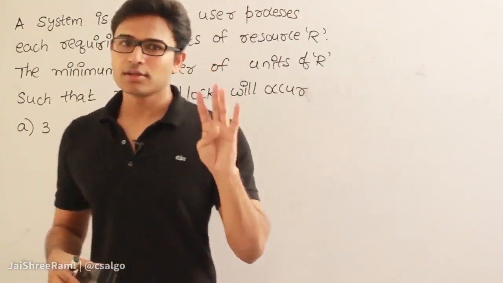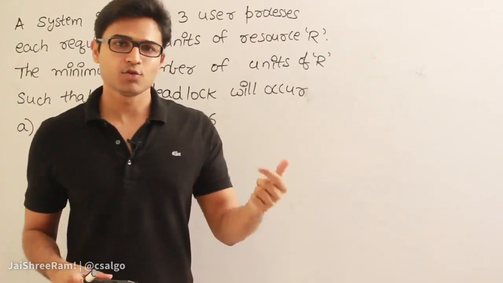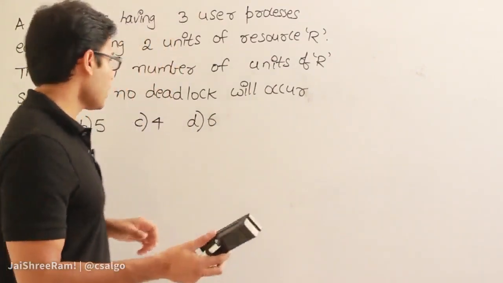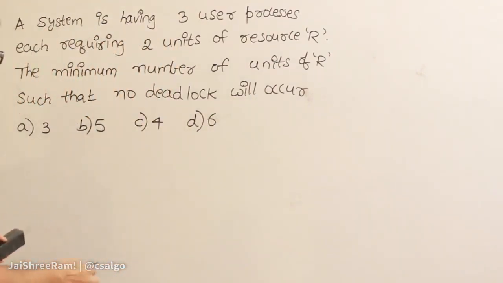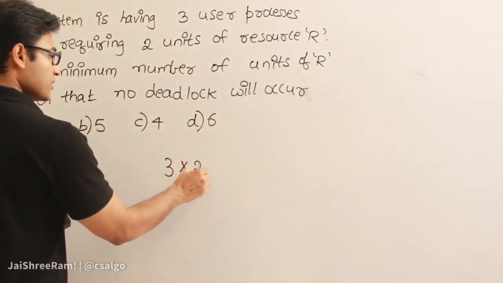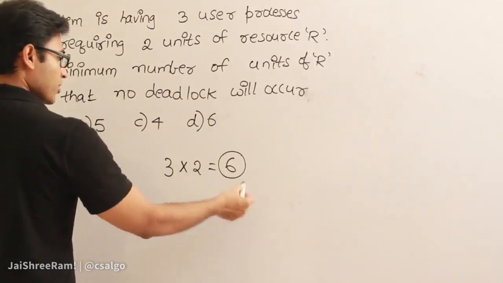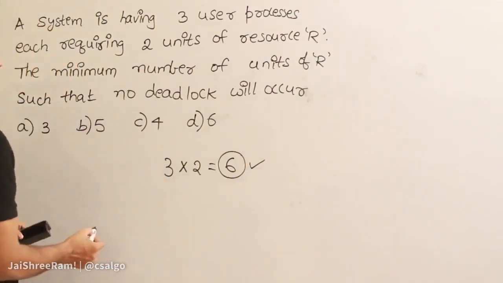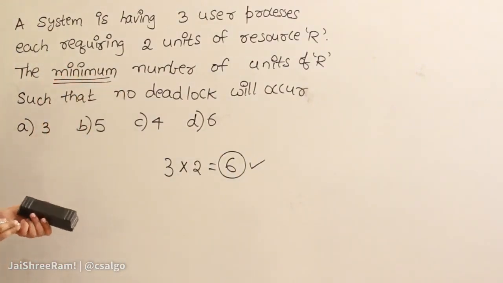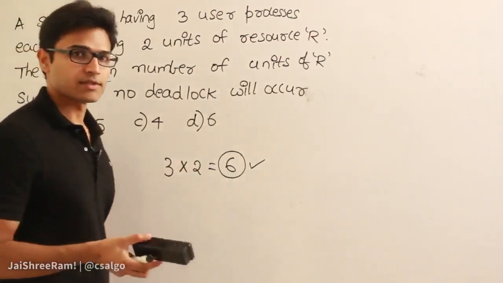If there are 3 processes and each one requires 2 units, then how many resources do you want so that there will be no deadlock? Obviously, one thing is for sure: 3 into 2 is 6. If I have 6 resources, there will be no deadlock at all. But the question is about the minimum number of resources. 6 might not be the minimum. Now what will be the minimum number of resources?